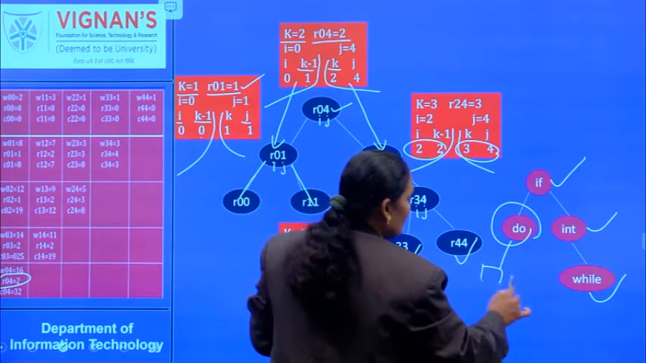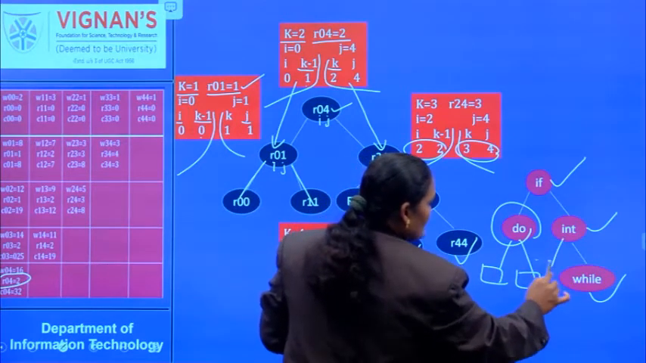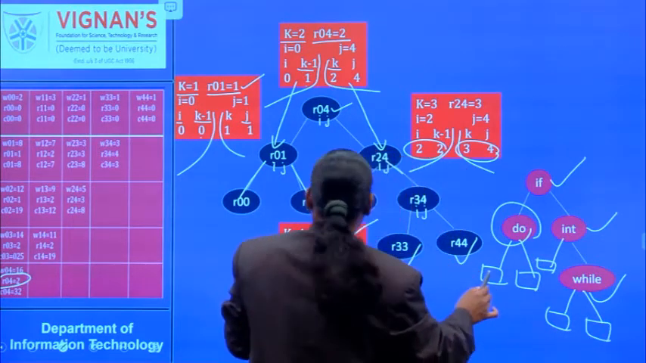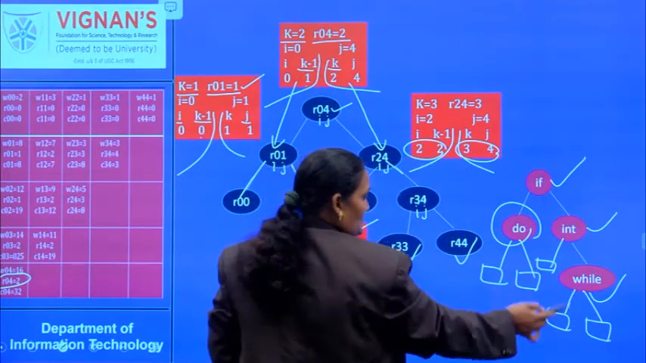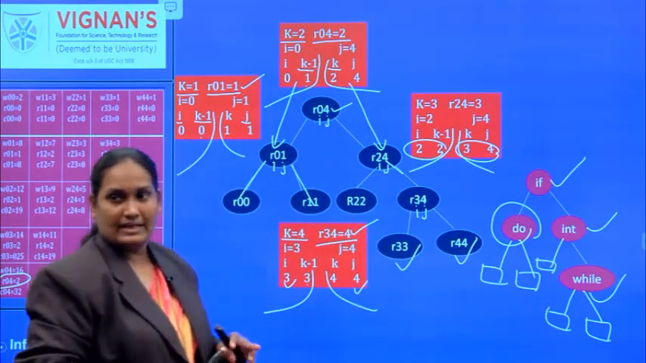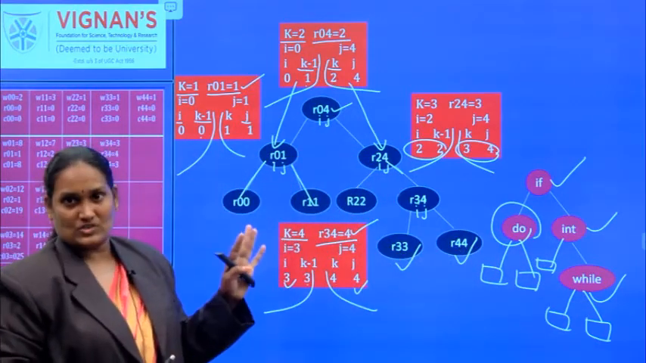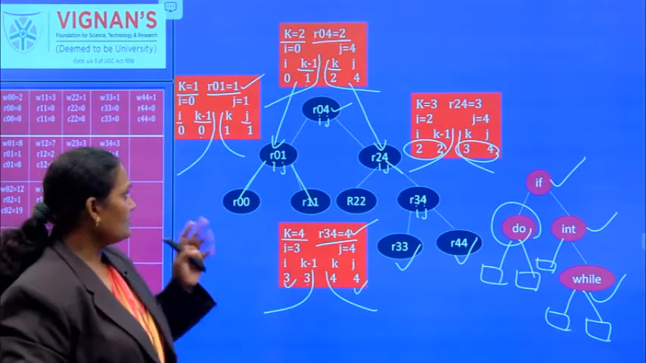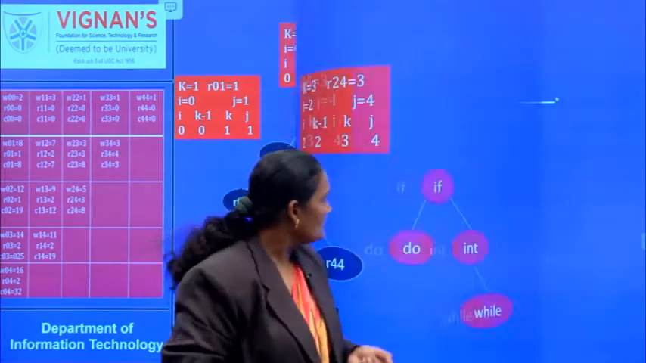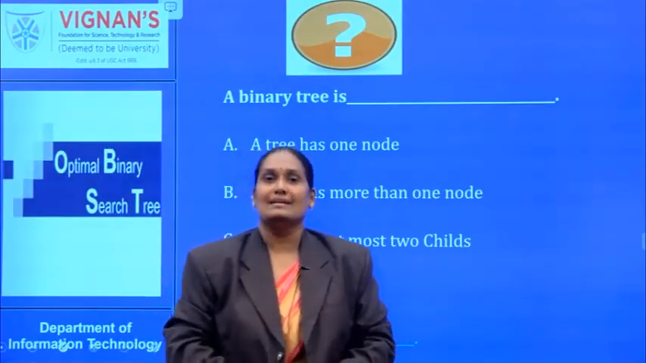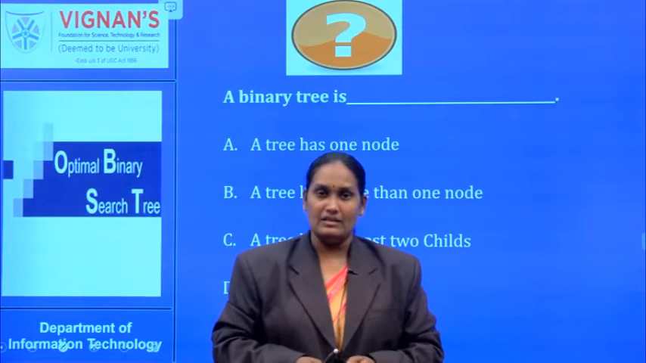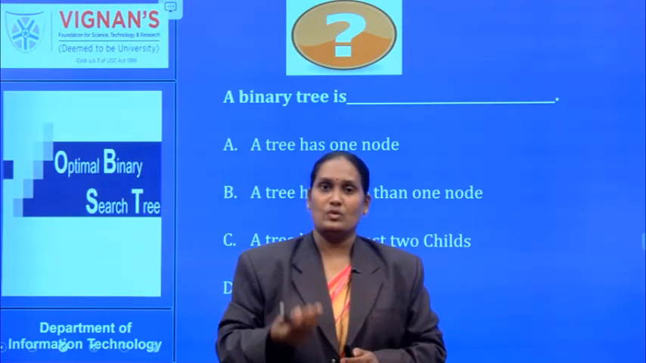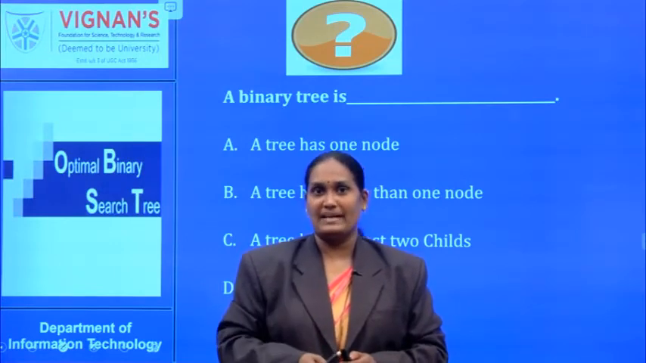Now here these are the dummy values, dummy nodes. This is R00, R11, R22, R33, R44. So this gives your tree structure, the optimal binary search tree for the given identifiers. I hope you all understood how to draw the optimal binary search tree for the given identifiers with the given probabilities. Now I am going to summarize the concepts we explained in this session.